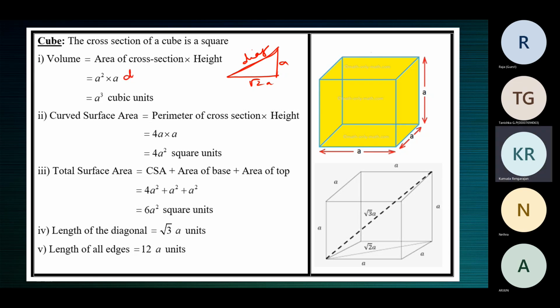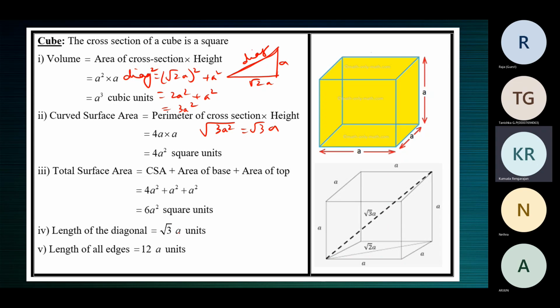So diagonal is equal to root 2a the whole square. Diagonal square is equal to root 2a the whole square plus a square, by Pythagoras theorem. That is equal to 2a square plus a square, which is equal to 3a square. So diagonal square is equal to 3a square, and the diagonal will be the square root of 3a square, which is equal to root 3a.